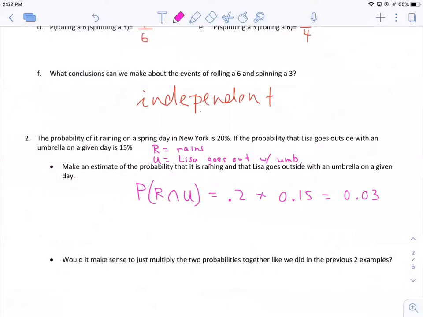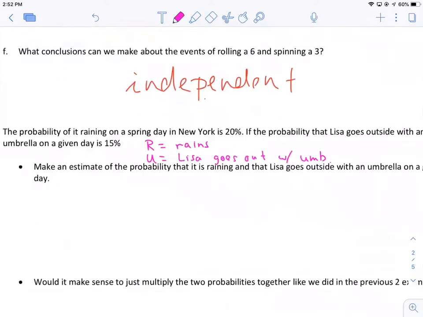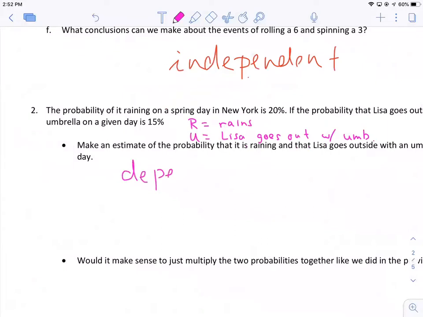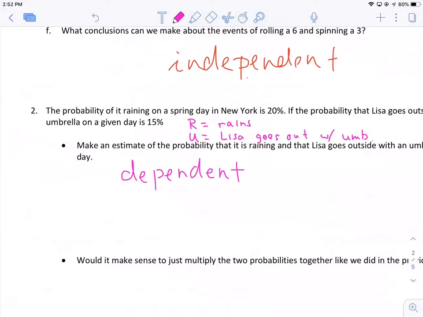Well, let's think, does that make sense? Would that be a good estimate? Make an estimate of the probability that it is both raining and that Lisa goes outside with an umbrella. Well, if it's raining, then there's probably a very good chance that she goes outside with an umbrella, because you take an umbrella outside with you when it's raining. So these events are clearly not independent. These are dependent events, because the fact that it rains affects whether or not you go outside with an umbrella. So hopefully you can see that the probability would be a lot more than 3%.